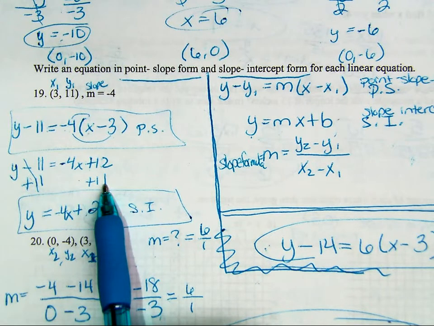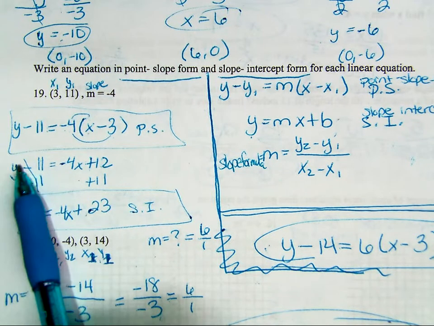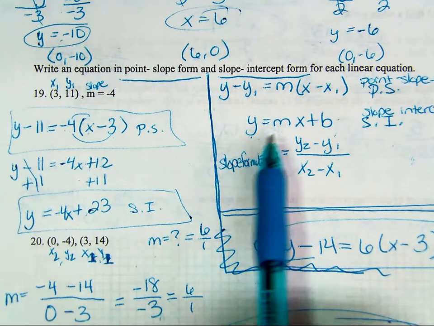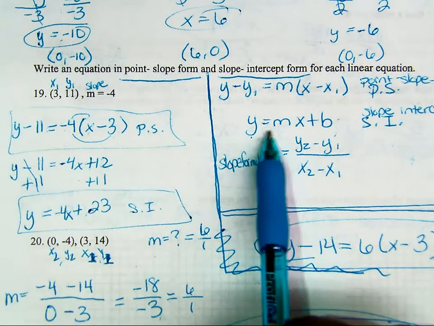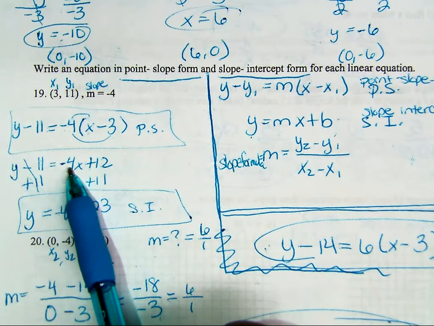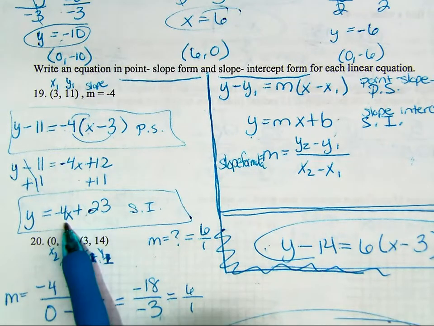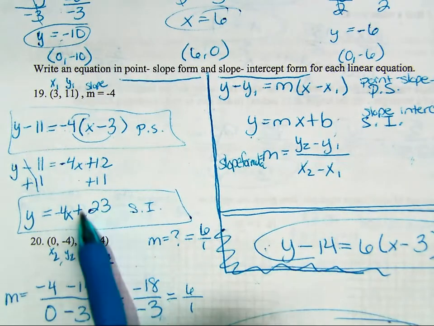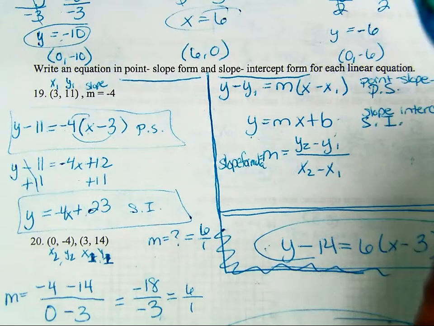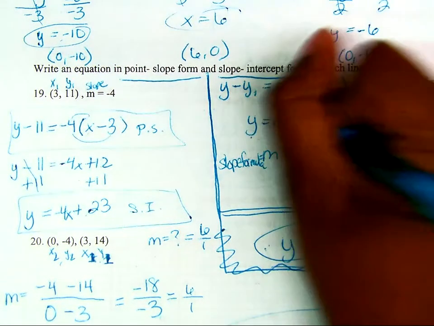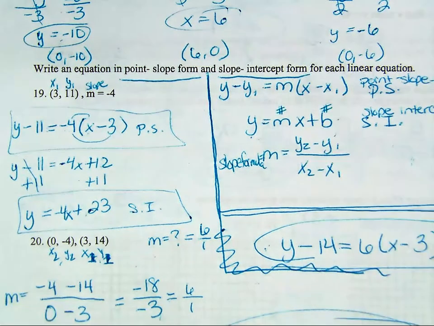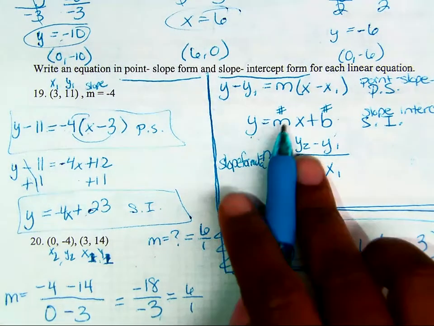So what's left over here is y equals m x plus, and my b is 23. So this should be a number, and this should be a number. You can write that in your notes. These two should be numbers. These two should stay the same.